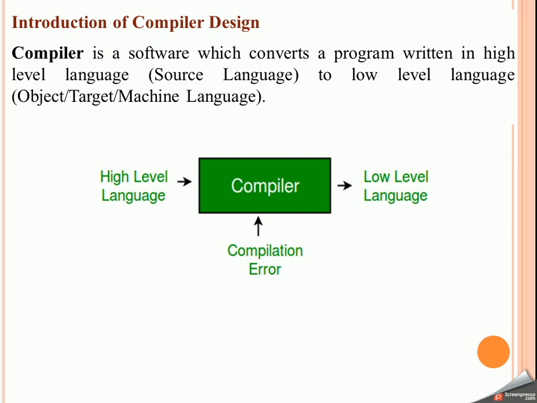The same is depicted in this particular diagram. The compiler converts the program that has been written in a high level language by any programmer who would like to instruct the underlying hardware to perform certain tasks. Then it translates it into a low level language, and that low level language is understandable by the underlying machine or the hardware. Low level language is also commonly known as object language, target code, machine language and so on.